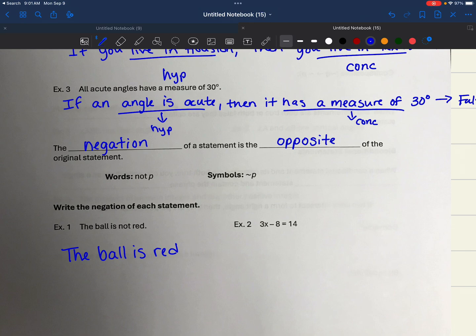Now, example 2 is a little different because it gives us an equation. What's the opposite of 3x minus 8 is equal to 14? We're thinking too difficult. What's the only thing you switched on this first one? The ball is not red, you changed it to the ball is red. So these two things are equal. Now you're going to change them to not equal.